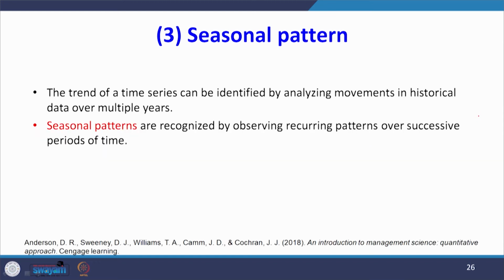The third type of pattern is seasonal pattern. The trend of the time series can be identified by analyzing movement in the historical data over multiple years. That is what you have seen in the trend. But the seasonal patterns are recognized by observing recurring patterns over successive periods of time. Seasonality, winter, summer, winter, summer. Sale of AC during summer will be more, during winter it will be less. So, that type of pattern is called seasonal pattern.